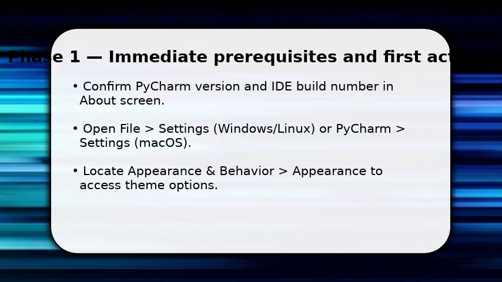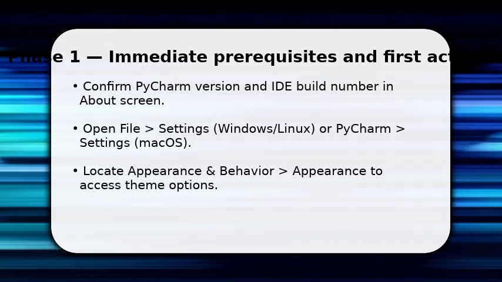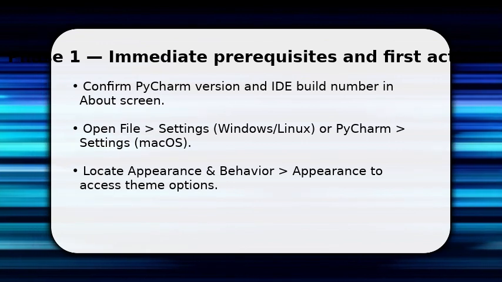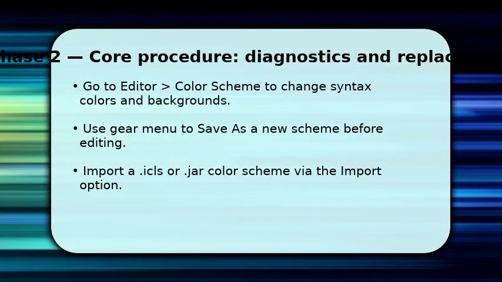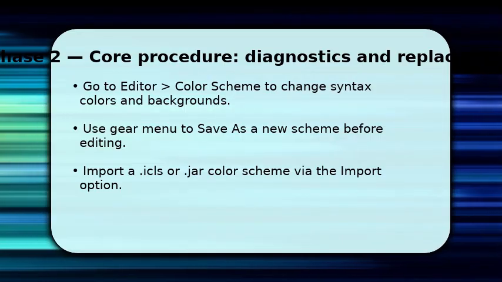Make sure to note whether you're using a light or Darcula base, because that choice affects editor colors and plugin compatibility. Now you customize the editor background and syntax coloring. Go to Editor, then Color Scheme, and select the scheme you want to modify. Make sure to use the gear menu and save as a new scheme first. This prevents overriding defaults.